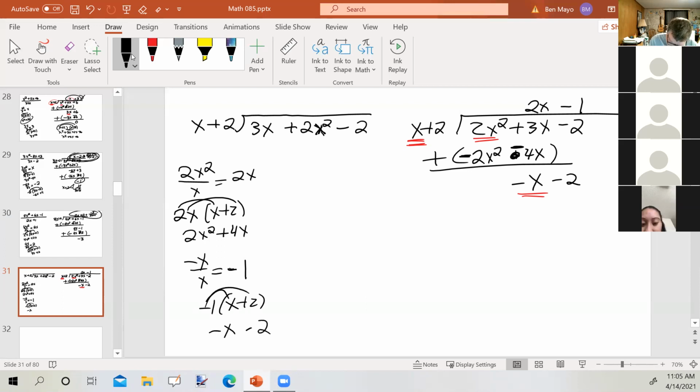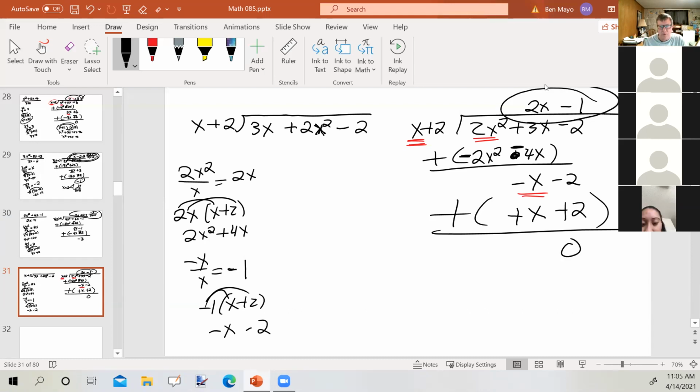Now we take negative 1 times the x plus 2, which is negative x minus 2. So that goes here. We subtract that quantity from what's up above by changing it to addition of the opposite. Negative x plus x is 0. Negative 2 plus 2 is 0. So our final answer is just 2x minus 1.